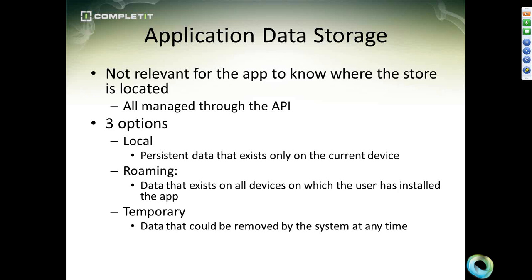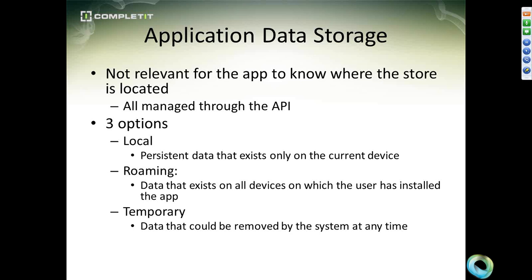For the application data API, we can work in 3 ways. We have 3 options for that: local, roaming, and temporary. Local means that it's only saved on the system. Roaming means that the data will be copied to the cloud and automatically synced to other devices where the same user is using the same application.